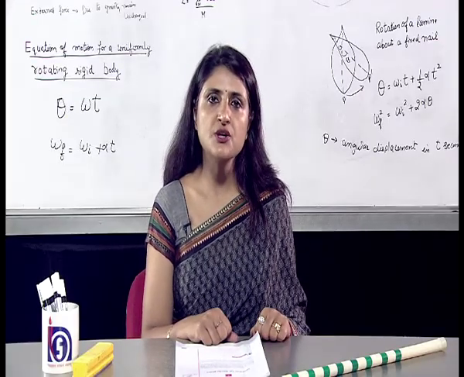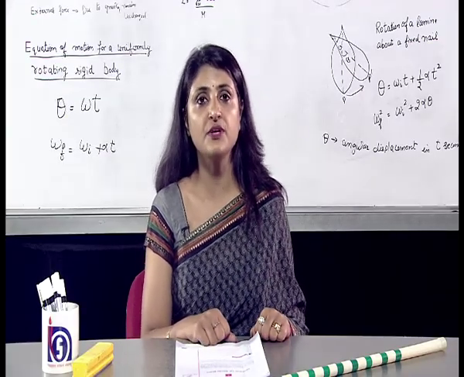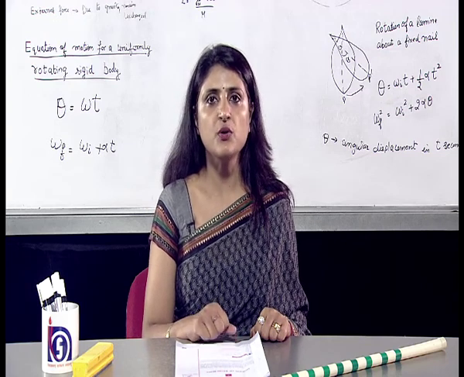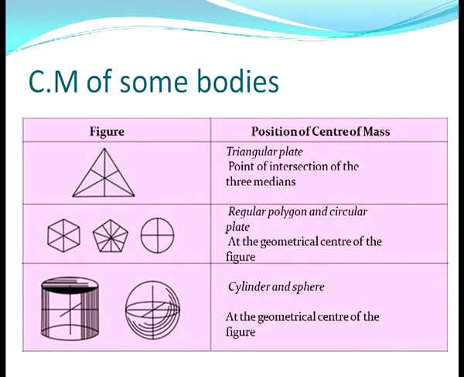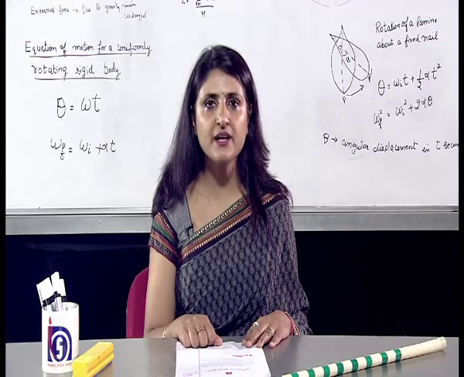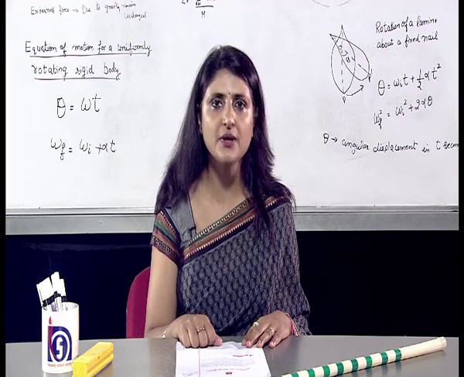Let's consider the center of mass of some bodies. Let's say we have a triangle. Then the question arises, what is the position of center of mass? In a triangular plate, the point of intersection of 3 medians is the center of mass. Now you can see the different shapes, that is a circle and a polygon. Then the Cm lies at the geometrical center of the figure. Similarly, for a cylindrical shape and a sphere, again the geometrical center of the figure is the center of mass. Similarly, we can find it out for other shapes like pyramid and cone.